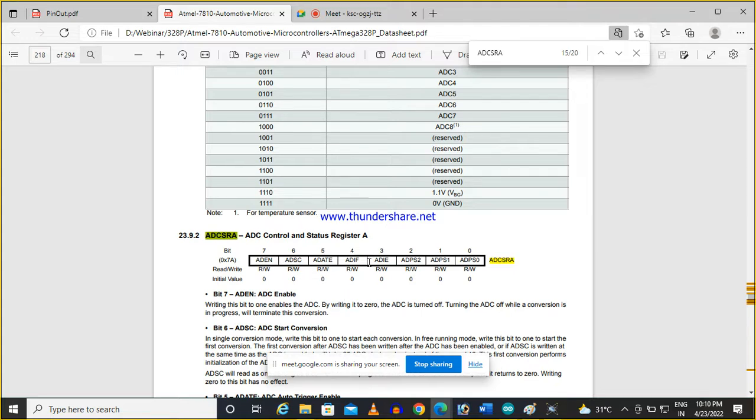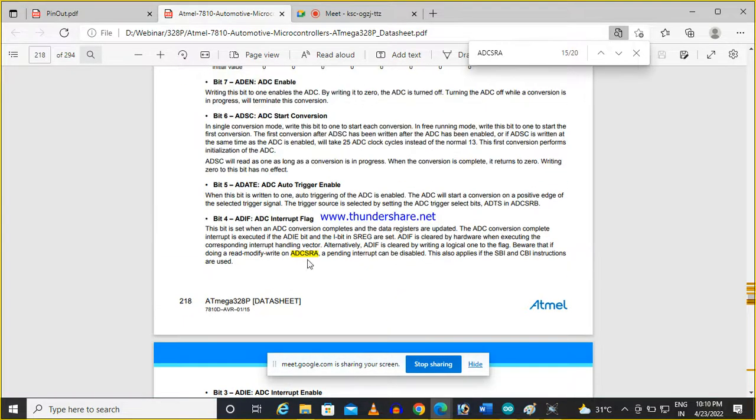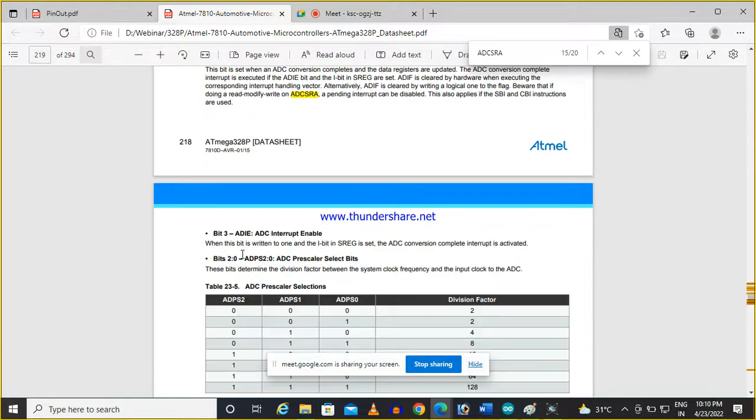What is ADIE? This is the third bit. What is that third bit? ADC interrupt enable. When this bit is written to 1 and the ith bit of the status register is set, then the conversion is completed and an interrupt will be activated.